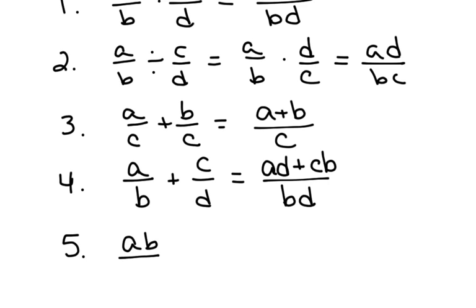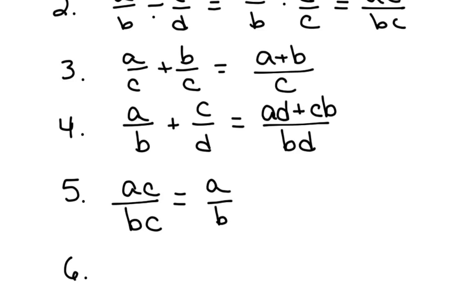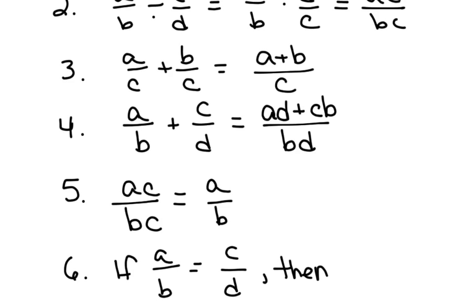We can simplify fractions. I should write this correctly. AC over BC. The C's cancel, and you're left with A over B. So whenever you have the common factor in the numerator and denominator, they cancel each other. And if A over B equals C over D, now you can cross multiply. Then AD has to equal BC.